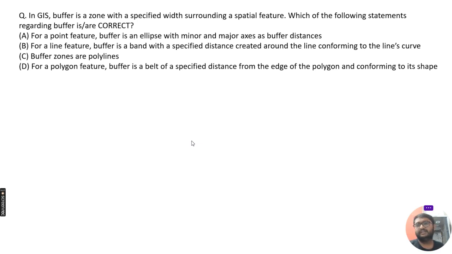Now the next one is: in GIS, a buffer is a zone with a specified width surrounding the spatial feature, as we have also seen in the first question of this class. Which of the following statements regarding the buffer is or are correct?